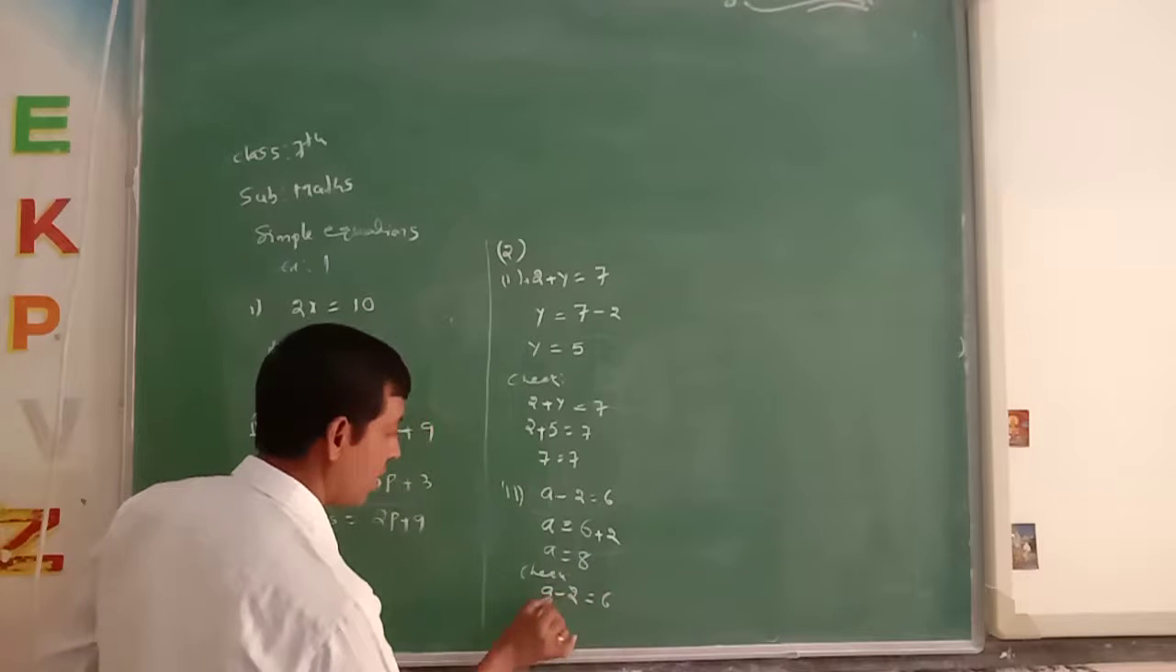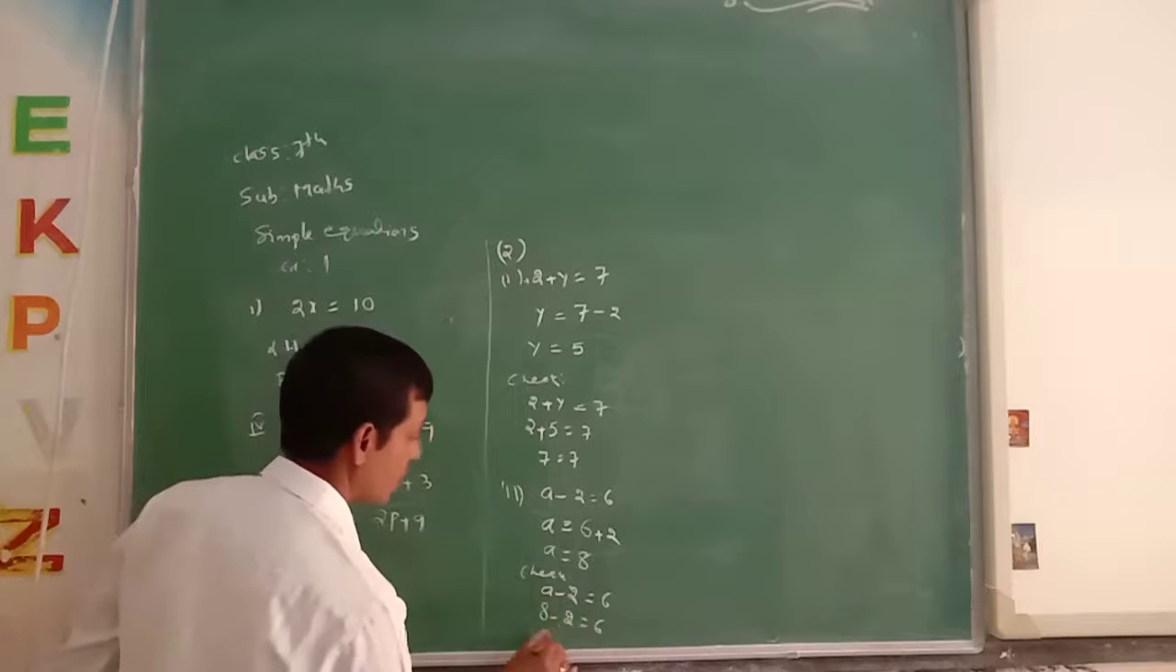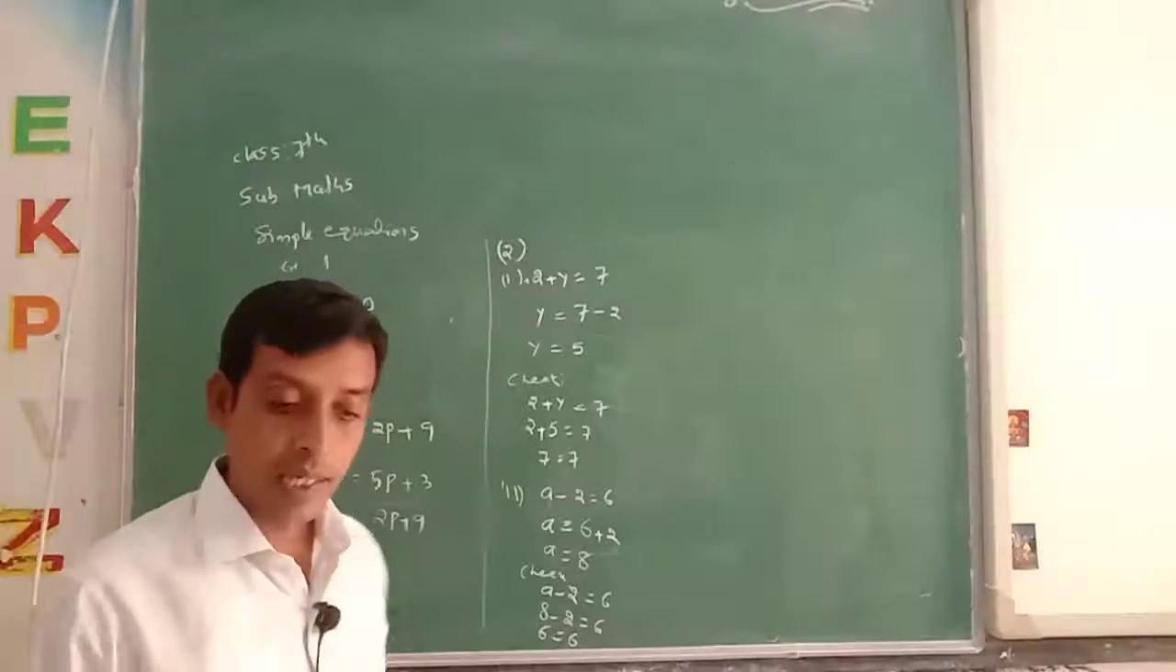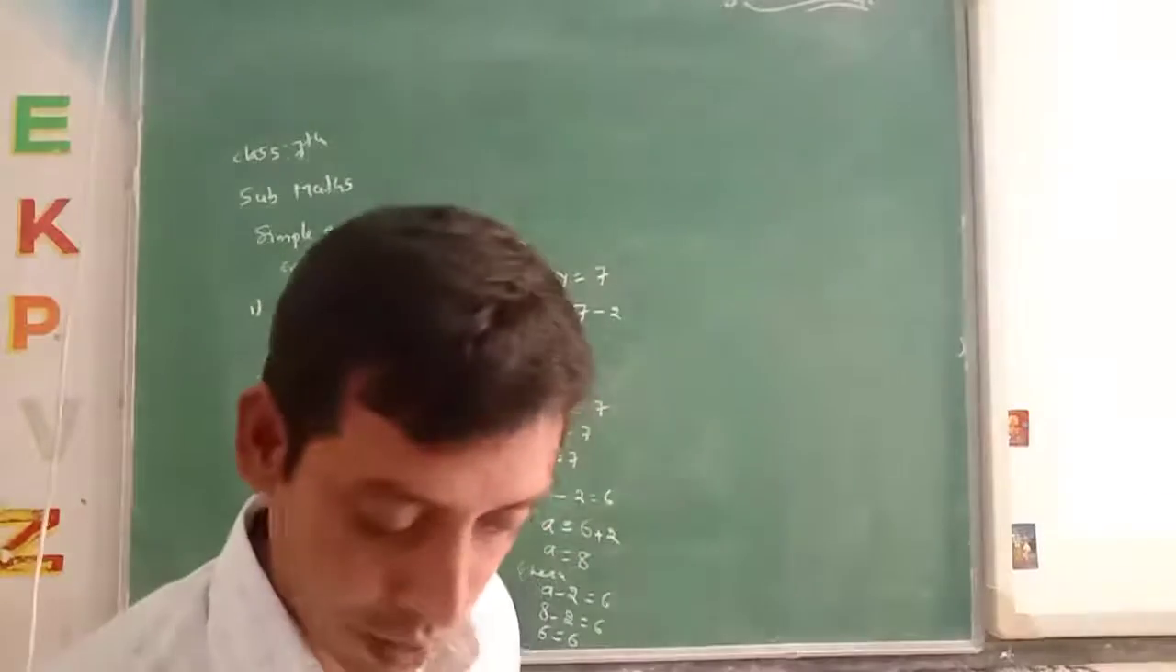Checking this: A minus 2 is equal to what? 6. What is the A value here? A minus 2 is equal to 6, so 6 is equal to 6. Okay? Next, third one.